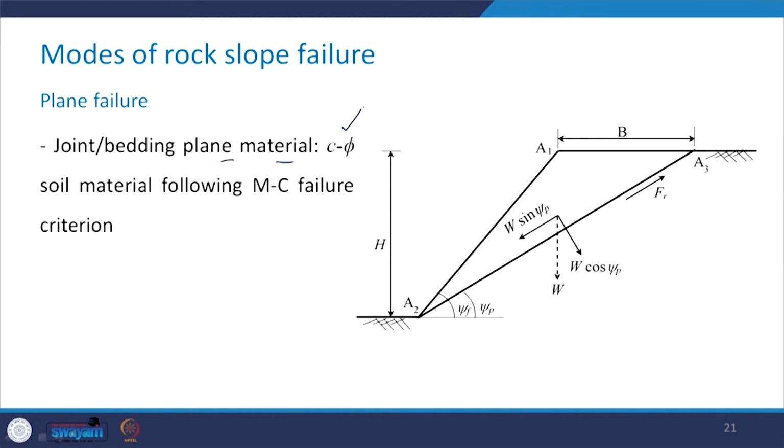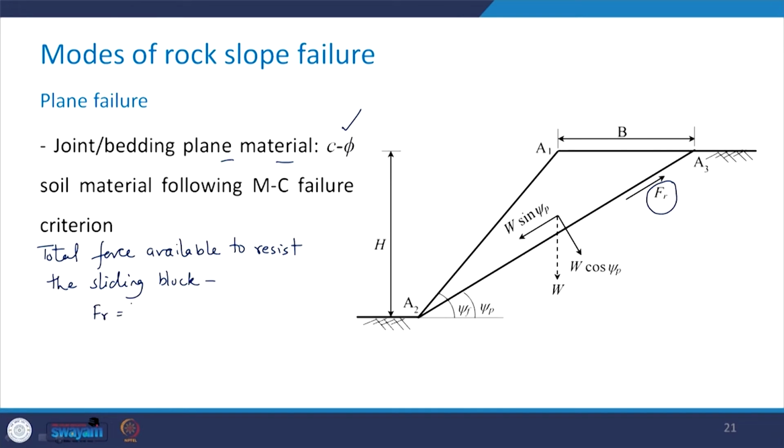Now, let us try to take a look at some of the mathematical expression here. So, the total force available to resist this sliding block, see, this has been shown here with this force Fr. So, that is going to be Fr is equal to S into A. Make it equation number 2.